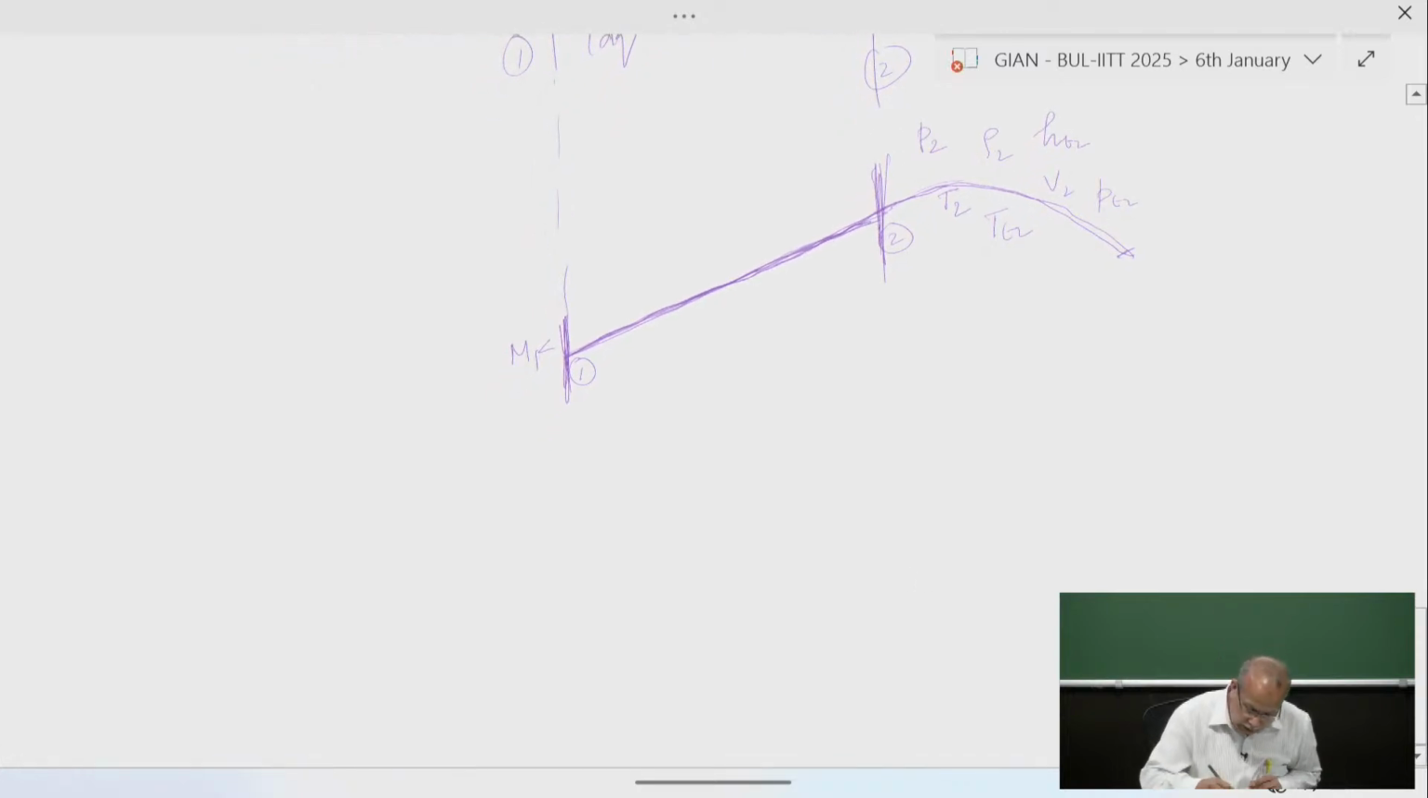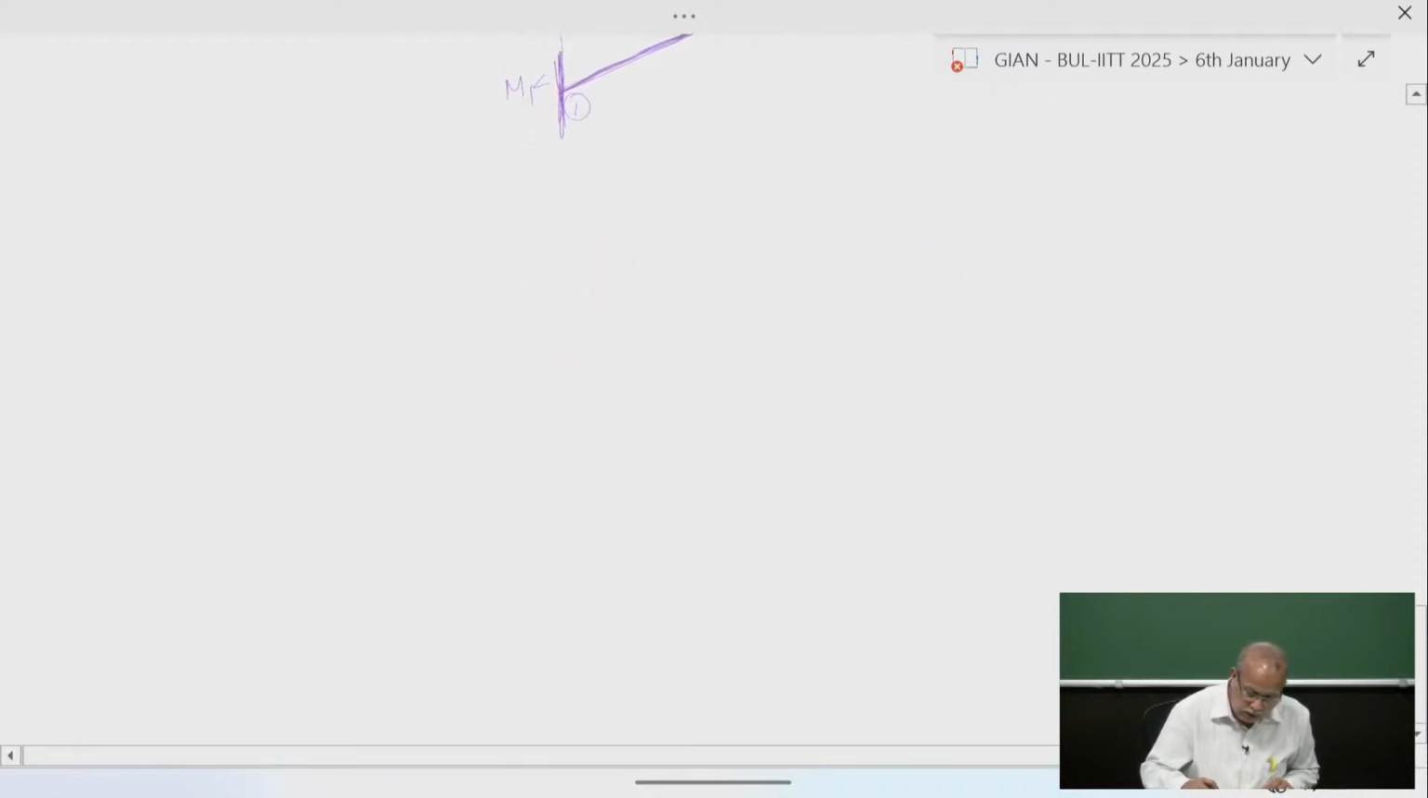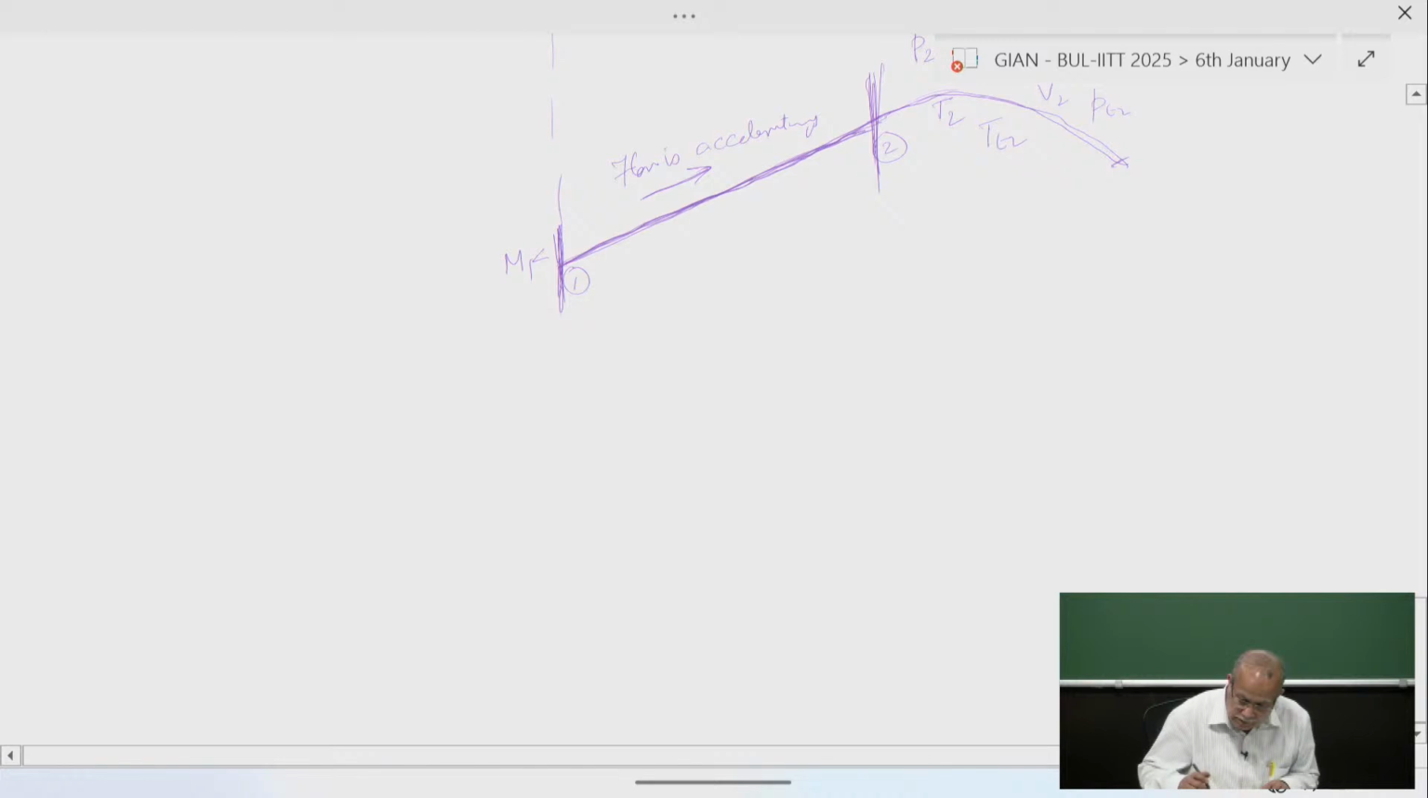So here the flow is accelerating. Flow is in the expanding flow is accelerating. Now if we look at the lower branch of the Rayleigh line, this is how it looks.